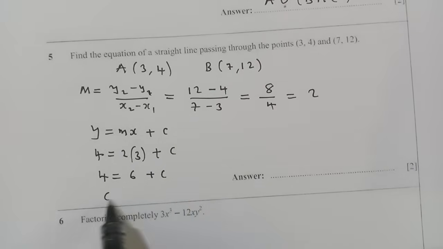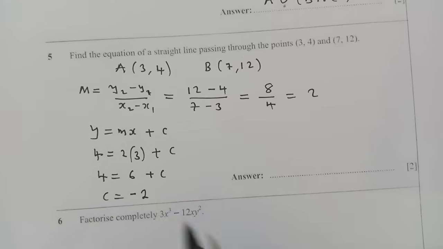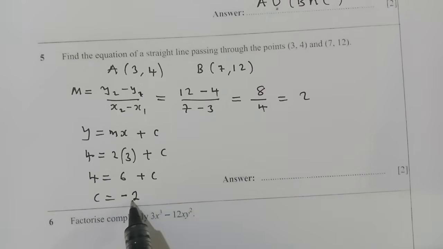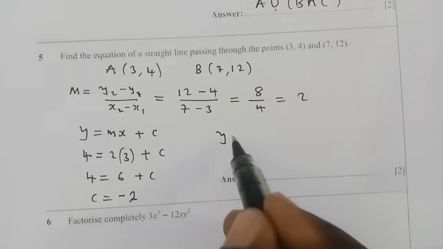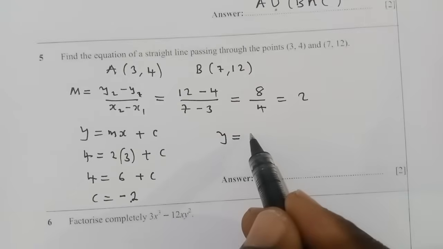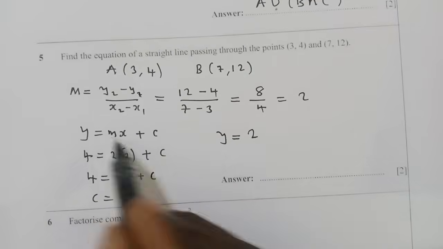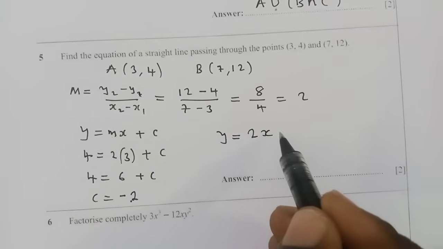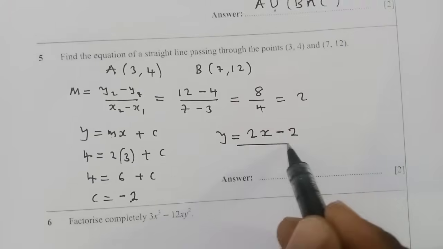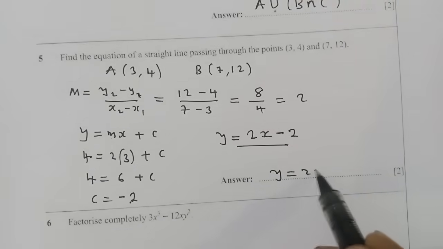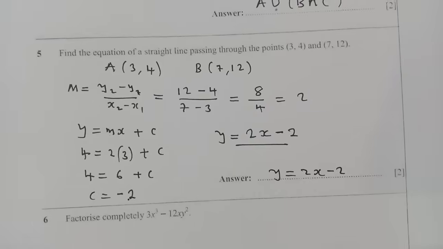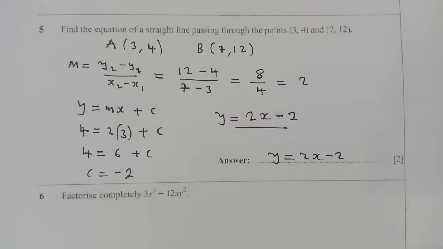So work out things. We solve for c. C will just be equal to negative 2. So since we have found our c to be equal to negative 2, we can say y is equal to, our gradient is 2, x minus 2. Our c is negative 2. So this is our answer. We go to the next question.